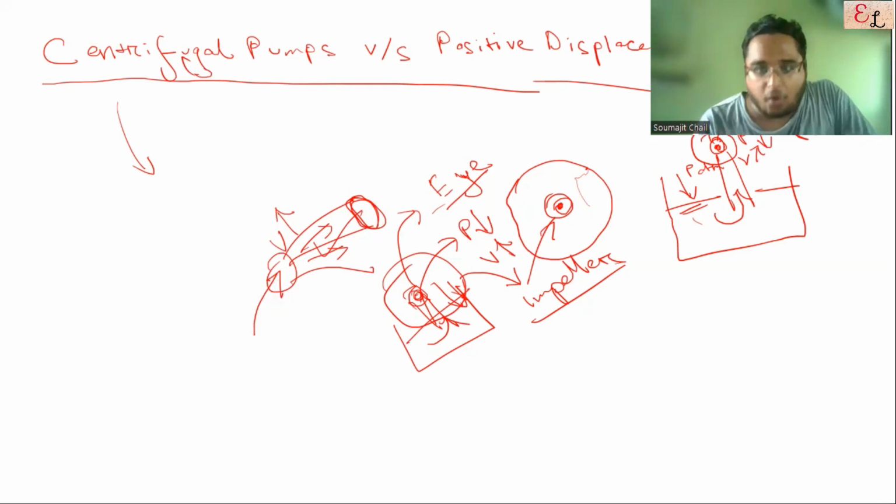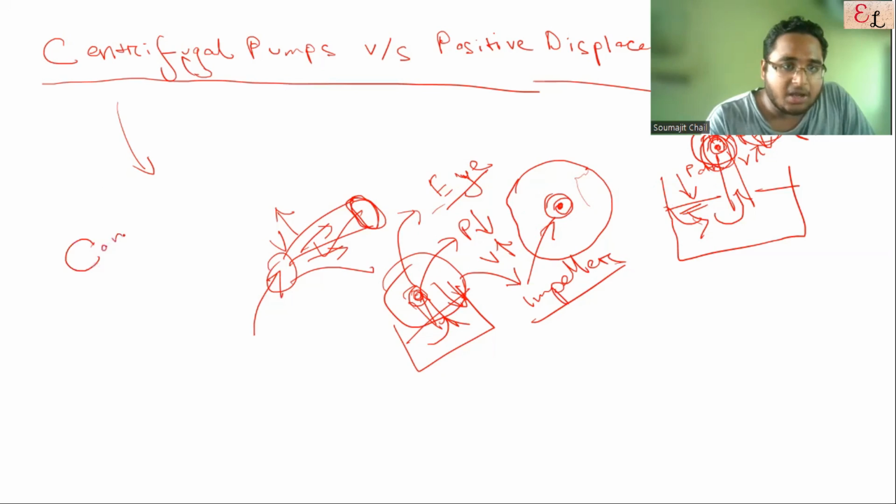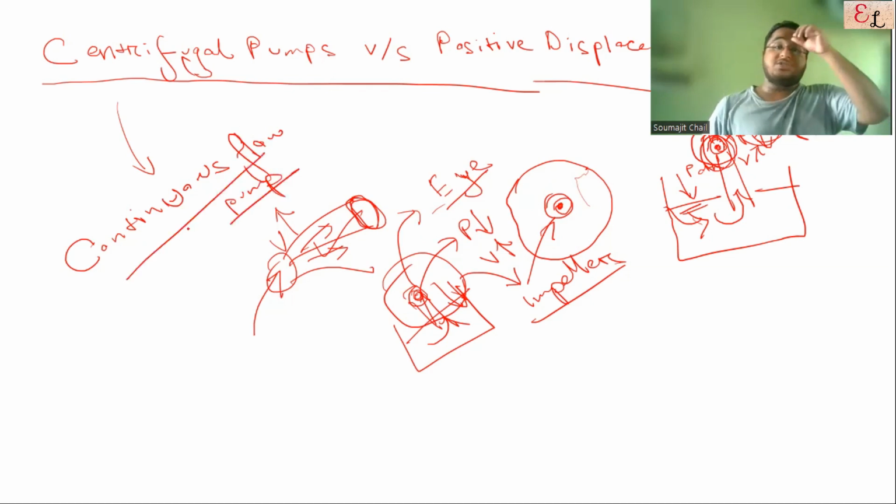So it is a constant flow pump, where constantly the liquid is going up, constantly the liquid is traveling to the eye, constantly the liquid is thrown to the periphery, constantly the fluid is choked here, and the pressure is increased such that the fluid can be delivered at an extremely high pressure. So this is a continuous flow pump. Please excuse my handwriting. This is a continuous flow pump, my friends.